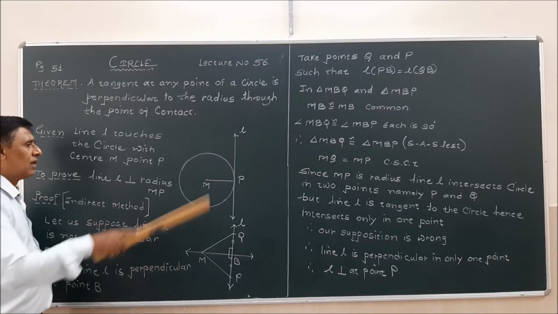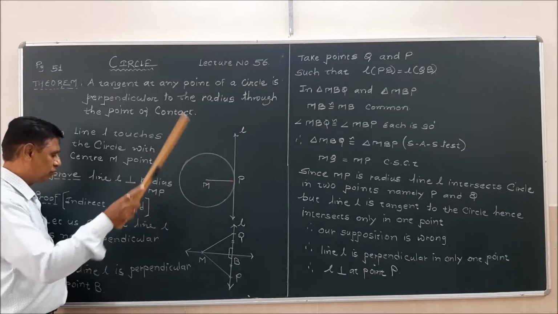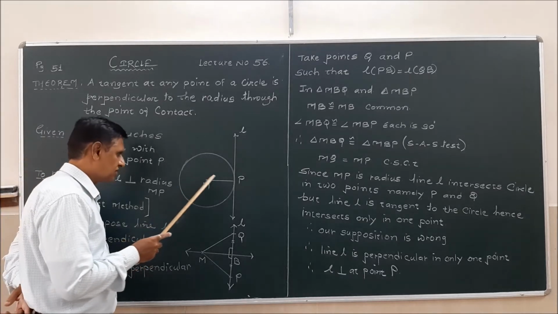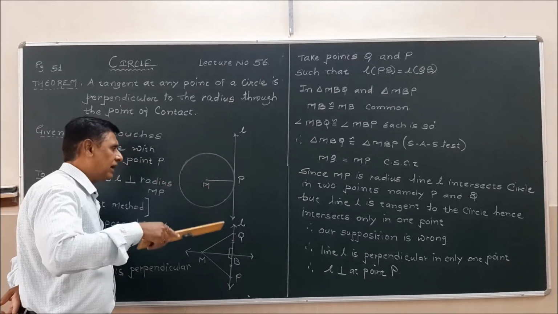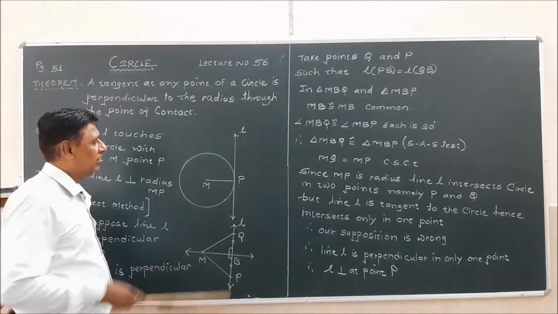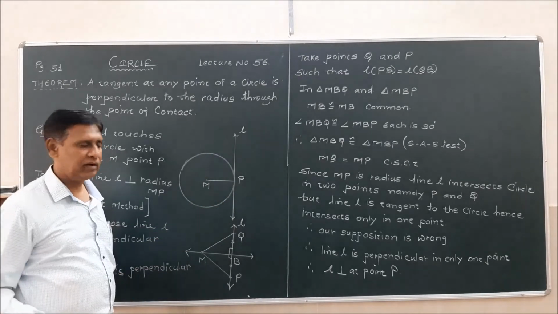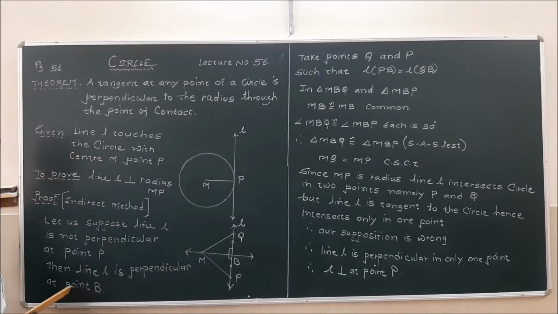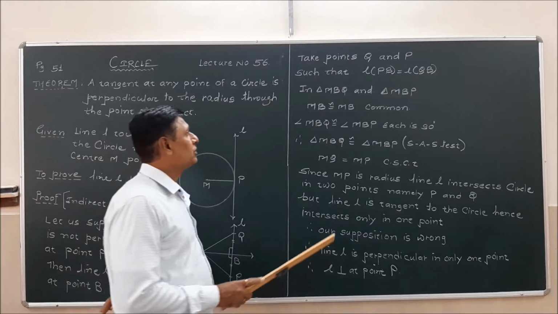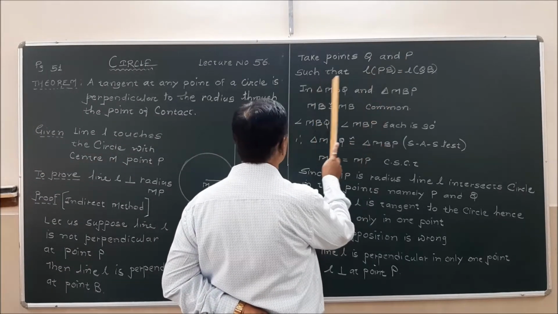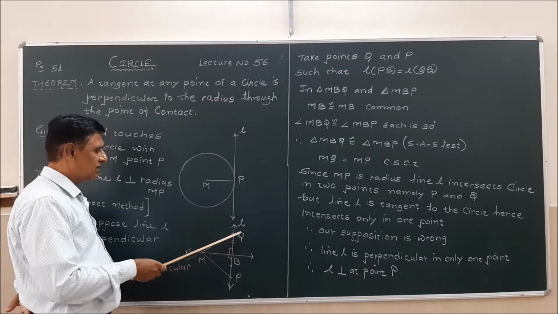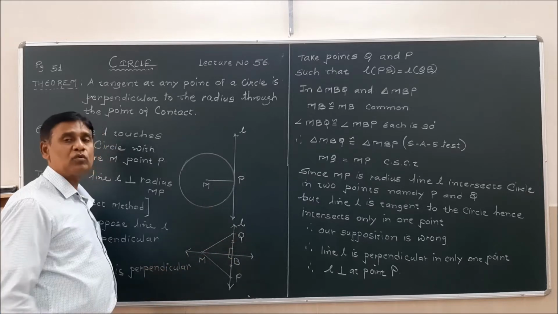Let us suppose line L is not perpendicular at point P. What is our supposition? L is not perpendicular at point P. You will find here, students, from point M I can draw at least one perpendicular. If it is not perpendicular at P, then I have drawn the perpendicular at point B. Then take points Q and P such that PB is equal to QB.